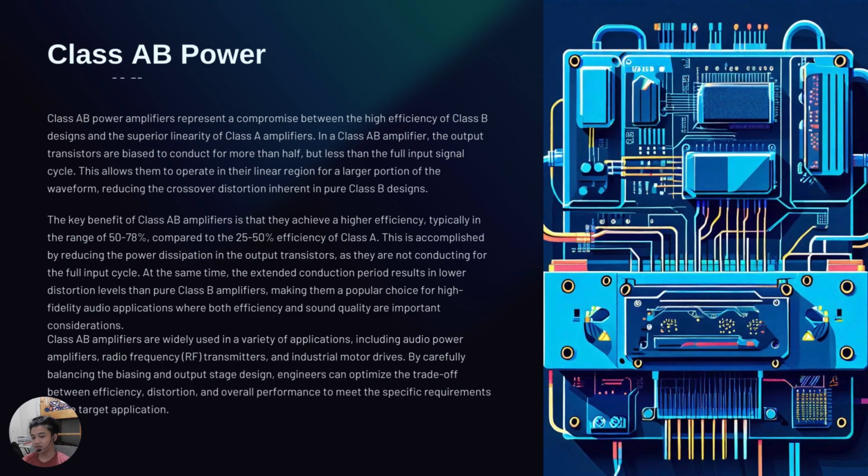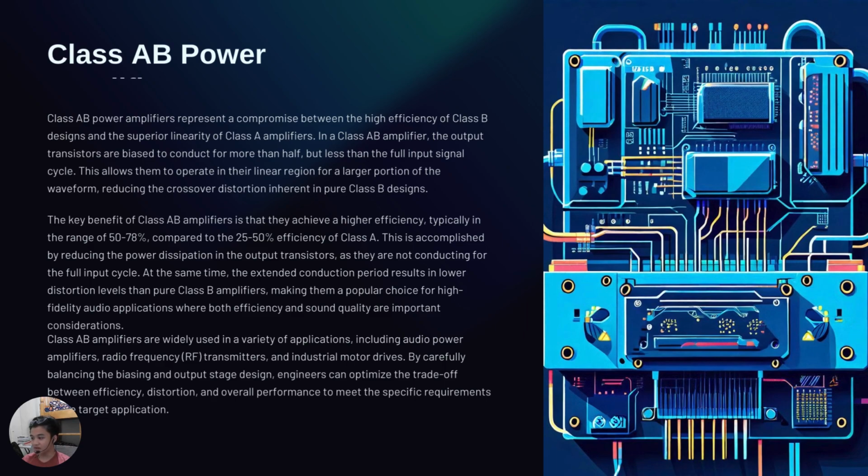Class AB amplifiers. Class AB power amplifiers represent a compromise between the high efficiency of Class B designs and the superior linearity of Class A amplifiers. In a Class AB amplifier, the output transistors are biased to conduct for more than half but less than the full input signal cycle. This allows them to operate in their linear region for a larger proportion of the waveform, reducing the crossover distortion inherent in pure Class B designs.